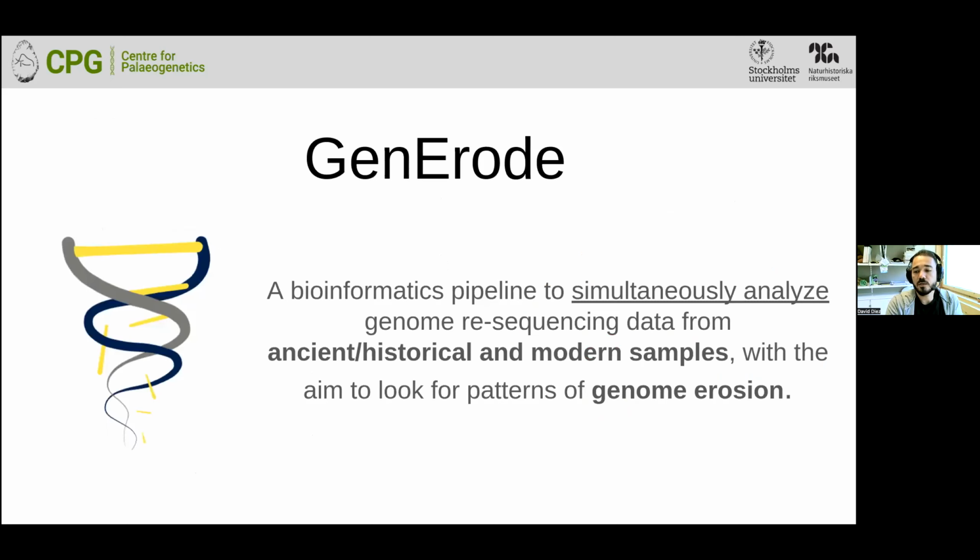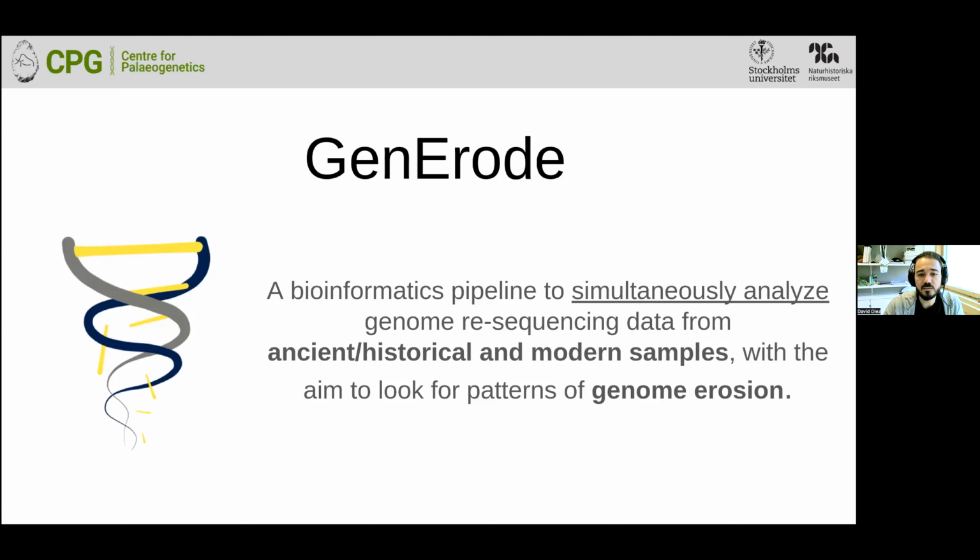Okay, so now that we have all the objectives, I'm going to talk a little bit about the pipeline itself. This is a pipeline whose main aim is to simultaneously analyze genome resequencing data from ancient or historical as well as modern samples. And the aim is to look for patterns of genome erosion by comparing the historical or ancient samples with the modern ones, as I just explained with the example of the Sumatran rhinos.